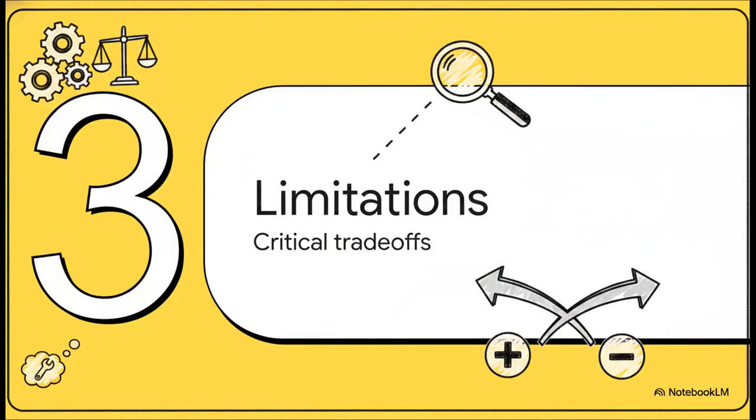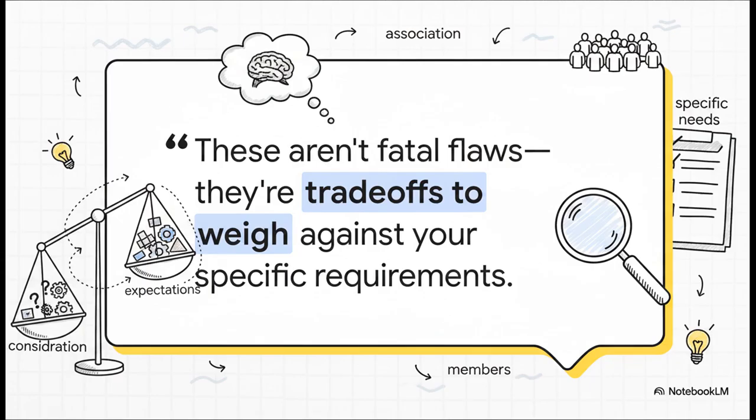Okay, now for what I think is the most important part of any good software review, understanding the limitations. And let me be clear, we don't see these as fatal flaws. Think of them as strategic trade-offs that you have to weigh against your association's unique needs, your team's capacity, and what your members are actually asking for. So let's be candid and really dig into what those trade-offs look like in the real world.